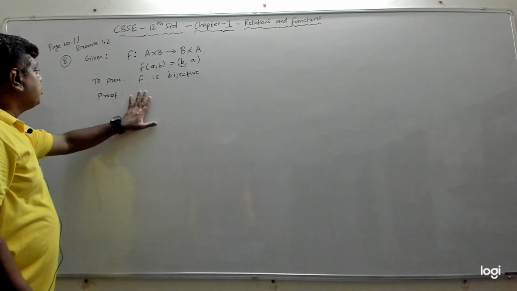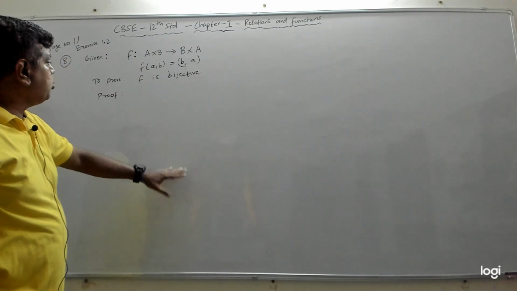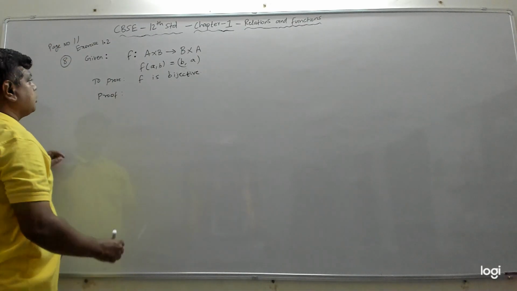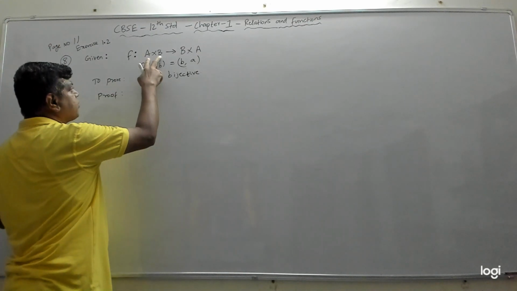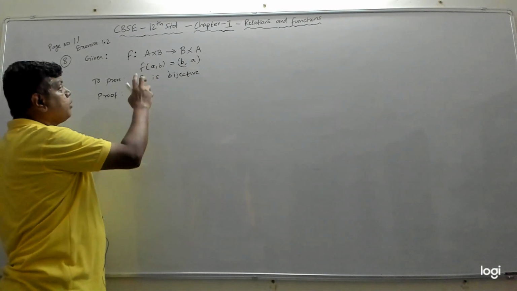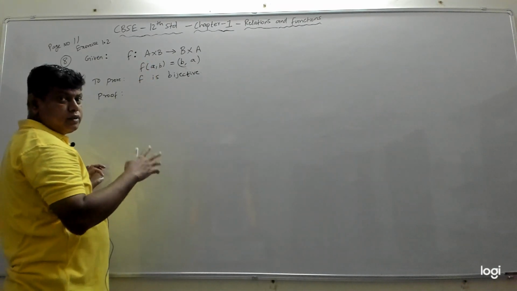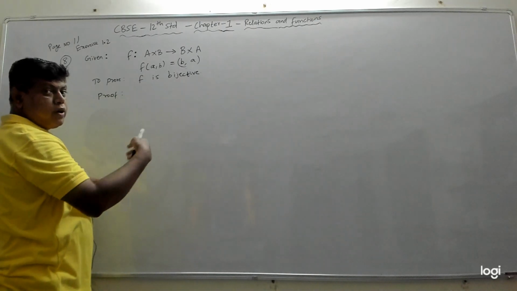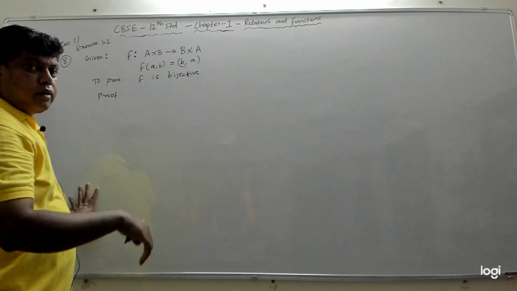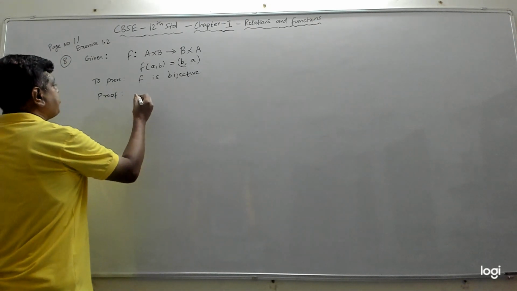Now how do we prove 1 to 1 first? So for 1 to 1 we have to take two elements from A cross B such that their images are same. We have to prove that the element itself is same. Meaning, we'll take two elements.